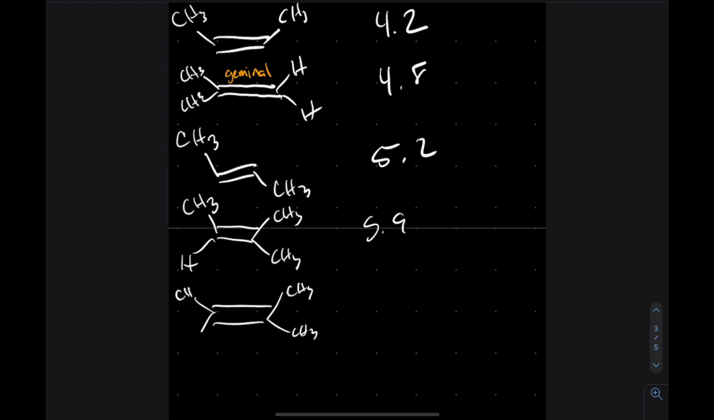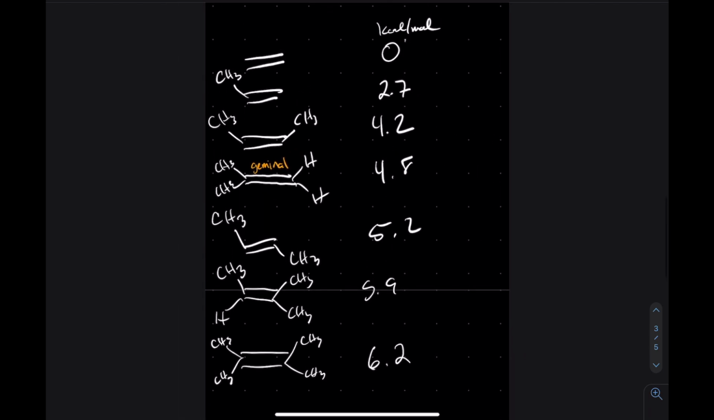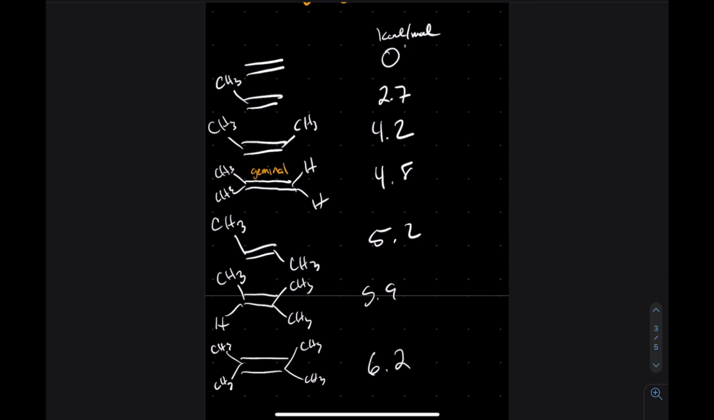That is a very stable configuration, 6.2. So you can see from here the overall stability ranking as you go up. There is definitely a significant jump from 0 to 2.7. And then there's a pretty big jump when you start looking at just mono-substituted to the trans-substituted. And then the increase becomes a little bit more incremental as you add additional carbons.